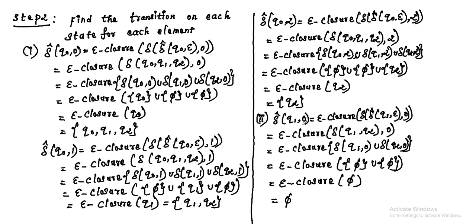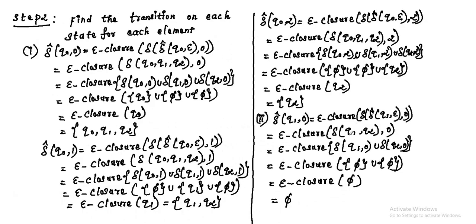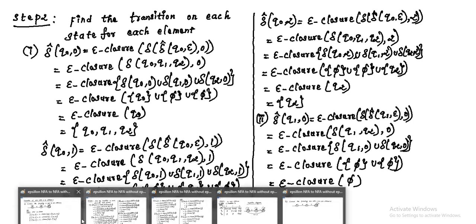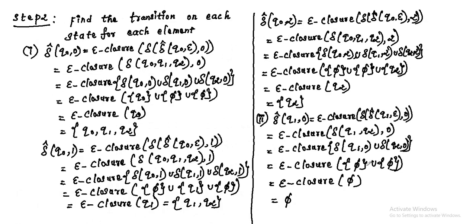Here δ̂(q1, 0) equals epsilon closure of, do the extended function, δ̂(q1, ε), and input is 0. Here q1 epsilon means epsilon closure of q1. Look at the first step, epsilon closure of q1 is {q1, q2}. Here you write {q1, q2} and input going to be 0. Next step, epsilon closure of δ(q1, 0) union δ(q2, 0). So δ(q1, 0), see the transition diagram, q1 on 0, there is no transition. Here you put the null symbol.